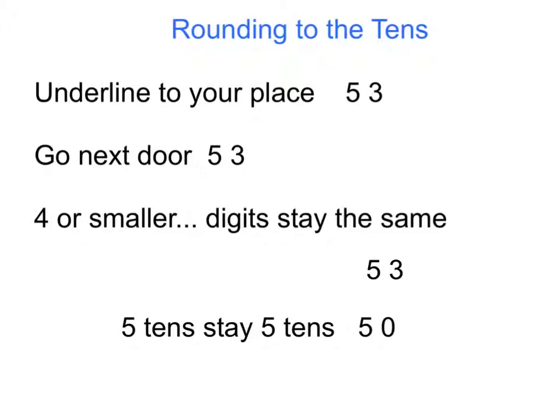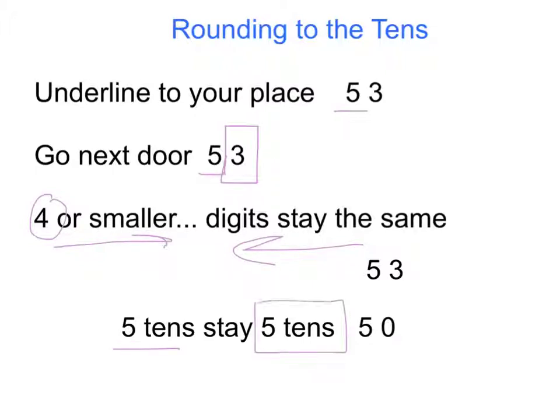Let's practice with the number 53. When we have the number 53, we're going to underline to the tens place, which means we underline the 5. Then we go next door and put a box around a 3. We look at that 3 and we decide that it is 4 or smaller, so the numbers to the left of the 3 stay the same. So the 5 tens stay 5 tens, or the number 50.